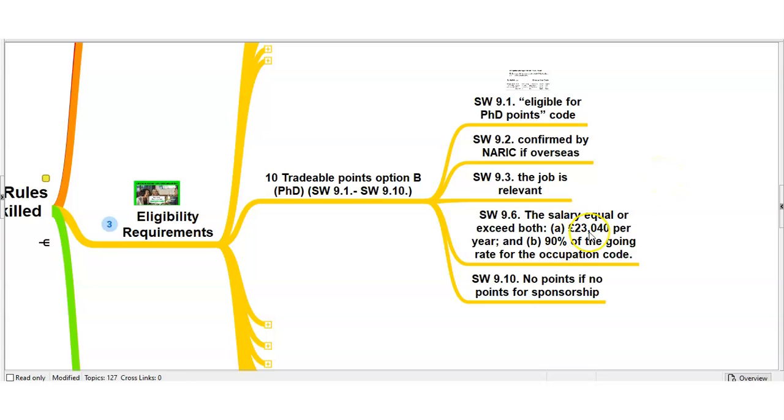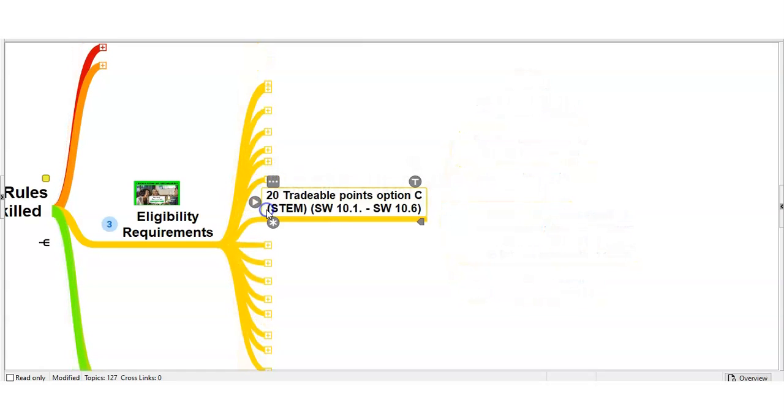And most importantly, your PhD certificate will need to be relevant to the job, and your job will need to exceed £23,040 a year, and it has to be 90% of the going rate for that occupation code. And once again, they remind here that you will not be able to score any points if the sponsor has not scored 20 mandatory points for the sponsorship. That was our option B. Let us consider option C.